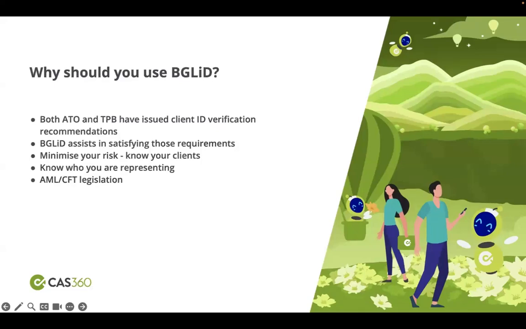And you can also review this information yourself by going to their website and searching TPB, Proof of Identity Requirements for Client Verification. Additionally, I do want to highlight that we go through the Australian Document Verification Service, DVS, to give you that peace of mind. We really designed BGL ID to help accounting firms meet these requirements effectively.